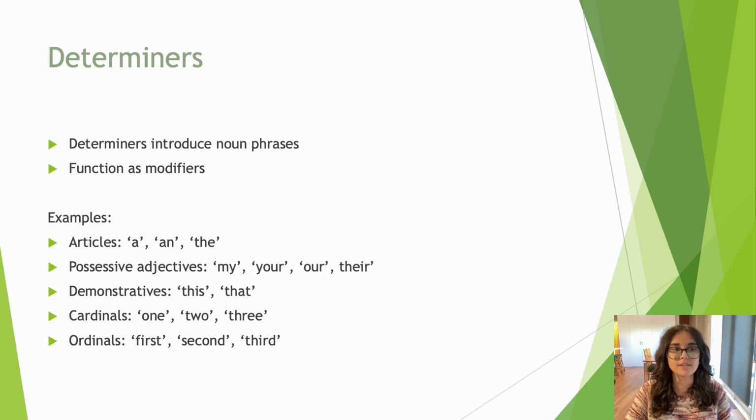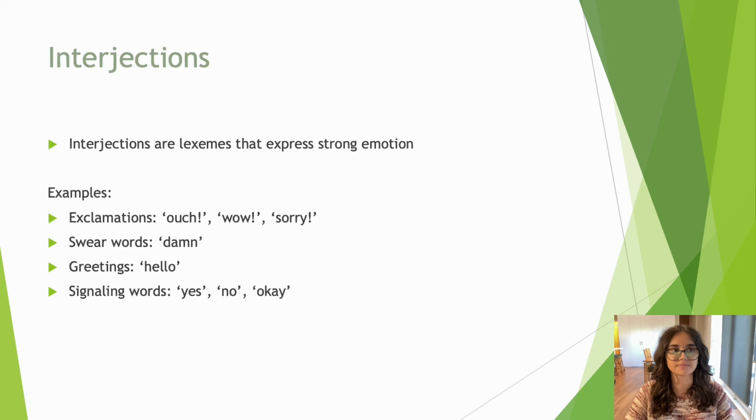Determiners. Determiners introduce noun phrases. They function as modifiers, and some examples are articles, possessive adjectives, demonstratives, cardinals, and ordinals. So we have a and the, my, your, our, their, this, that, 1, 2, 3, first, second, third. So these are all examples of determiners. And lastly, interjections are lexemes that express strong emotions. So ouch, wow, sorry, damn, hello, yes, no, okay. These are all examples of interjections. Swear words, greetings, signaling words, exclamations.